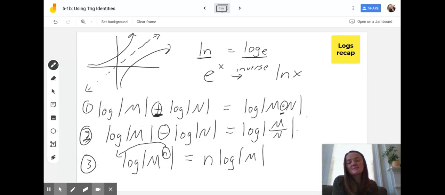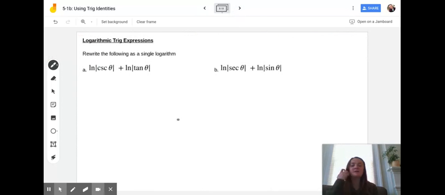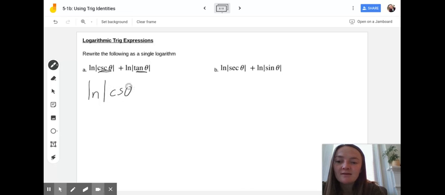So these are the three basic rules for logarithms. So let's go ahead and see if we can use the rules of logarithms to simplify trig expressions. First one, natural log of cosecant of theta plus natural log of tangent theta. Okay, I see addition on the outside, which is the same thing as multiplication on the inside. So I'm going to rewrite this. Natural log, ln, of the absolute value of, we'll say there's addition on the outside, that's multiplication on the inside. So I'm going to say cosecant of theta.